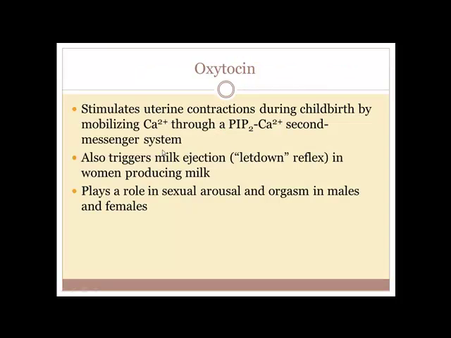Oxytocin is going to have a couple things it does. First off, it is going to help out with uterine contractions during childbirth. It will trigger milk letdown post-childbirth. And it will play a role in sexual arousal and orgasm for both males and females.